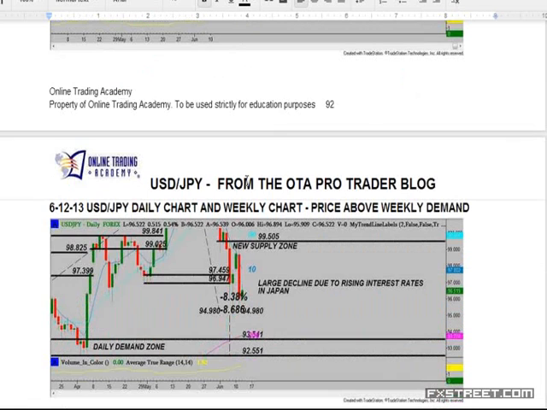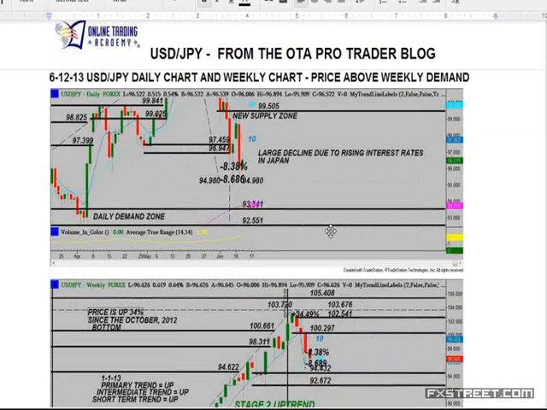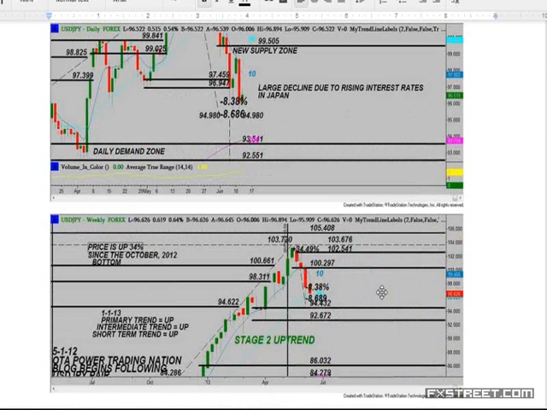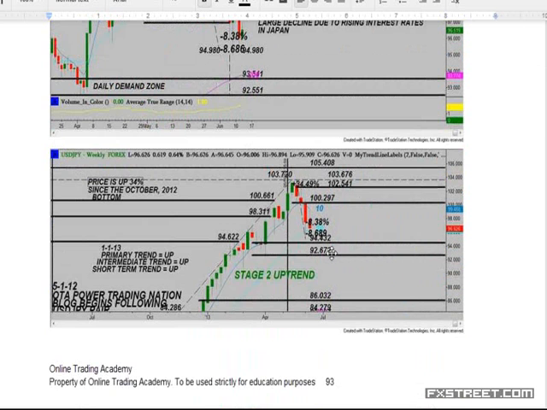And as they did, they took out several areas of demand. And we're actually working our way now down to the area of demand that I consider to be critical. The area down at 94.43 on the weekly chart, this area of demand has to hold, or now we have the potential for a complete reversal of this trend.